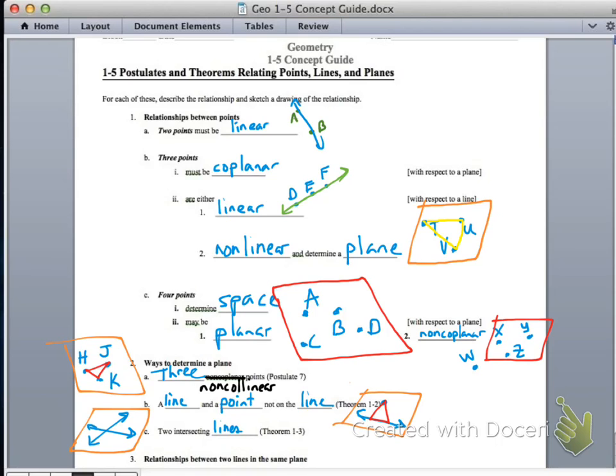Or 2 intersecting lines. If you have 3 points that are not in the same line, you have a plane. If you have a point and a line, you have a single plane. And if you have 2 intersecting lines, you have a plane. Those are the only 3 ways that create a plane. You can have more than that in a plane, but if you have those things, then you have a plane. That's what this is about.